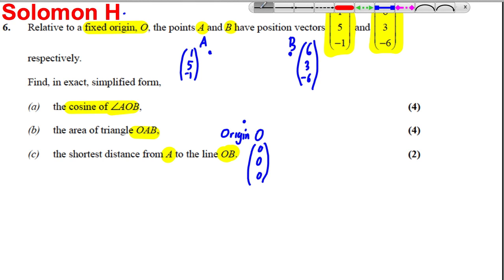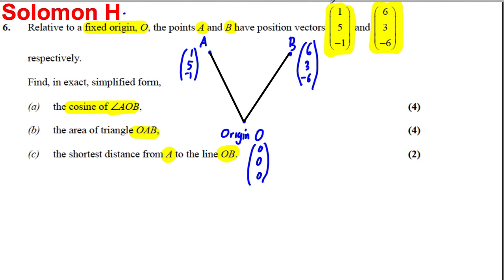And it wants us to find the cosine of the angle AOB. So that's A to O to B. They want the cosine of this angle. Obviously, we can say that the direction of this line, OA, is just the position vector 1, 5, negative 1. It's that, take away 0, that, take away 0, that, take away 0. And the position vector of this is, by a similar argument, 6, 3, negative 6.